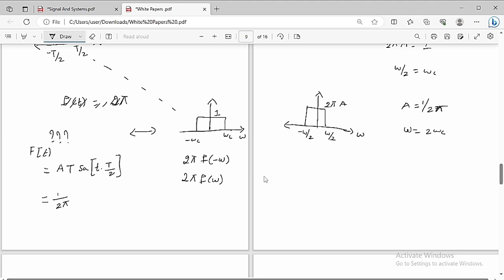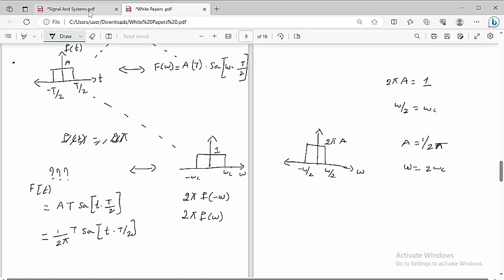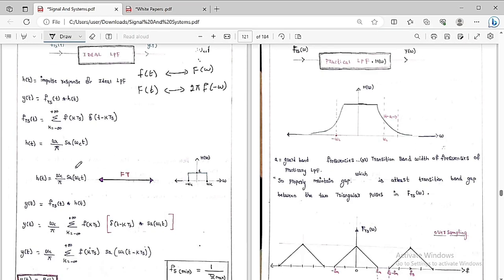And t is nothing but t. What is the value of t? So 2 pi a is equal to 1 and omega by 2 is equal to omega c. And so here, t into sinc of t into capital T by 2. So we are going to get it like this. Finally, I am a little bit confused, but I think you have understood. Finally, you are going to get this expression.